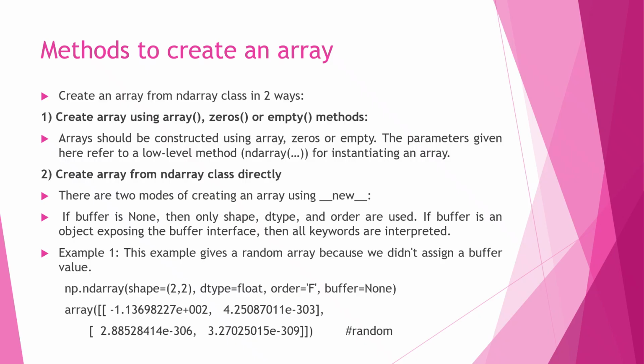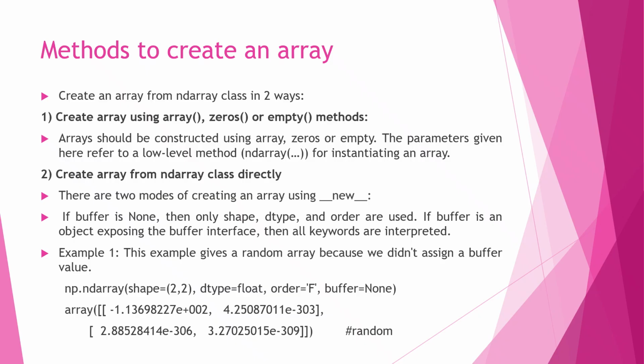To create an array from the ndarray class, we can use two methods. In the first method we can use the array function, or we can use the zeros or empty functions to create an array. This can be constructed by passing necessary parameters at a lower level. And in the other method we can create an array from the ndarray class directly. So here we have two modes of creating an array using the new attribute, new object.